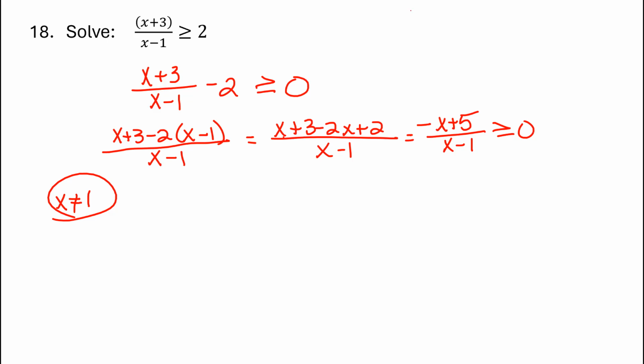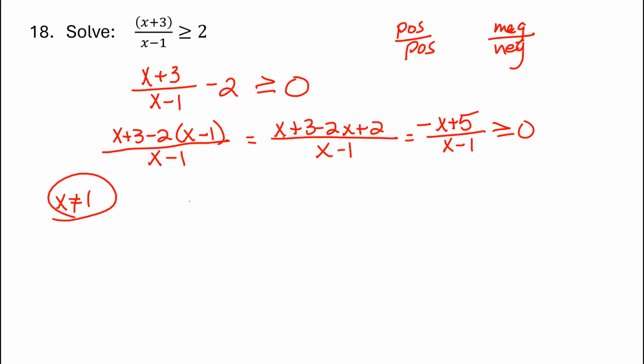Well, if you have a fraction, you know that if the numerator is positive and the denominator is positive, that's going to be positive, so it'll be greater than 0. If the numerator is negative and the denominator is negative, that will also be greater than 0. So what I'm going to do is just look at those two situations. When are the numerator and denominator both positive? And when are they both negative? Those x values are the ones that will make this a true statement.